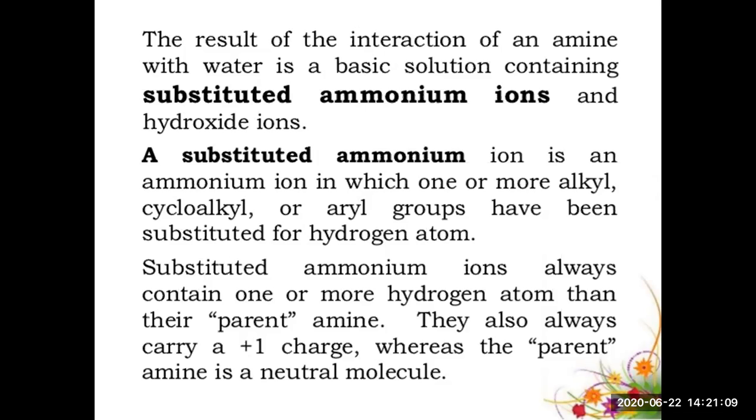A substituted ammonium ion is an ammonium ion in which one or more alkyl, cycloalkyl, or aryl groups have been substituted for hydrogen atoms. Substituted ammonium ions always contain one more hydrogen atom than their parent amine. They also always carry a +1 charge, whereas the parent amine is a neutral molecule. So this is all about the chemical nature of the reaction with water, producing ions, and these are getting the positive hydrogen ions. That's why they become positive when they interact with a liquid, especially water.